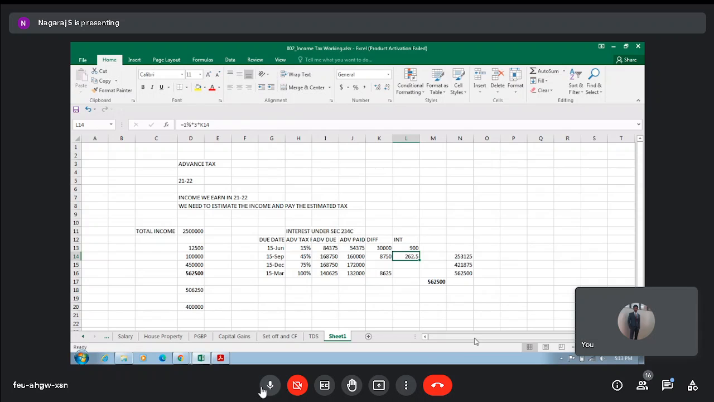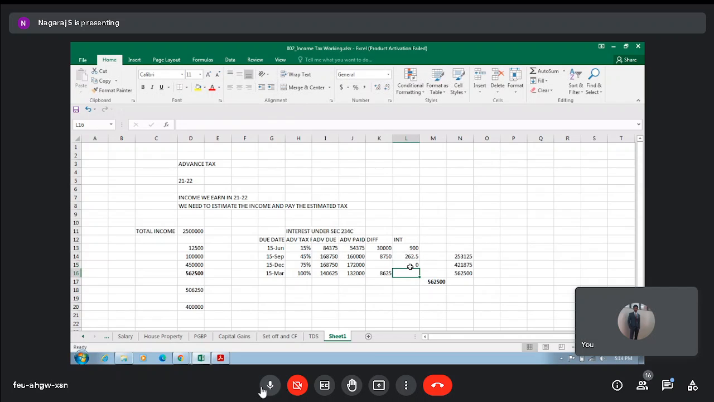Here, for the second one, is there any difference? There is a difference of 8,750. From 15th June to 15th September, how many months? 3 months, 1% per month. Therefore, 3 months is the delay. Whatever the difference amount is, you have to multiply it by 3. Here, no interest because you have paid excess.